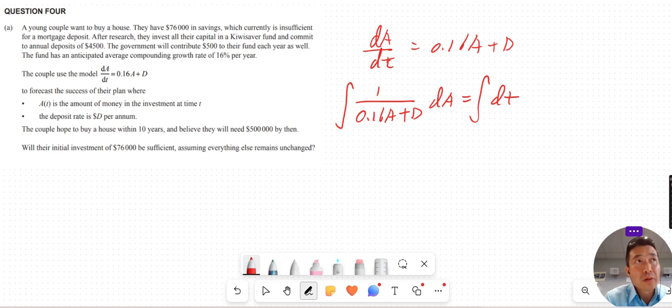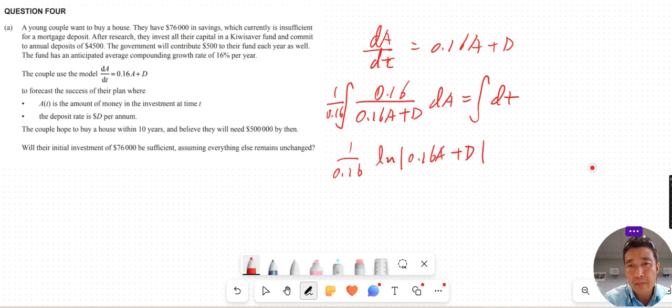So this is the f prime x over f of x form. If I had 0.16 here. What I mean is, to be able to do this, I have to multiply by 1 over 0.16 on the outside. So that becomes 1 over 0.16 ln of 0.16A plus D on the left hand side, and the right hand side, because it's 1, becomes t plus c.